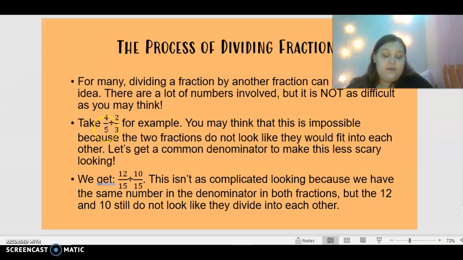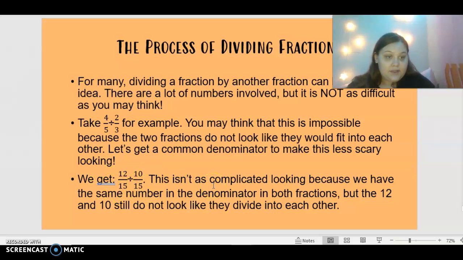By finding a common denominator, we find that the common denominator in this case is 15. When we multiply to get 15, we have to multiply by 3. So we do 4 times 3 and get 12. So 4/5 is equal to 12/15. We do the same thing on the other side of the problem, and we get 2/3 is equal to 10/15. And now we have the same denominator for the question.